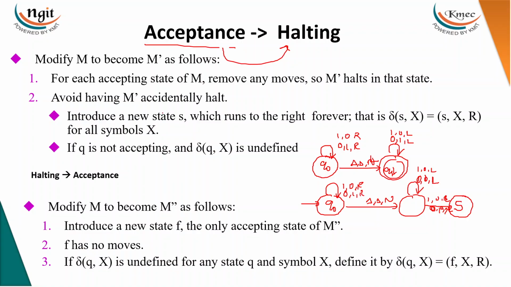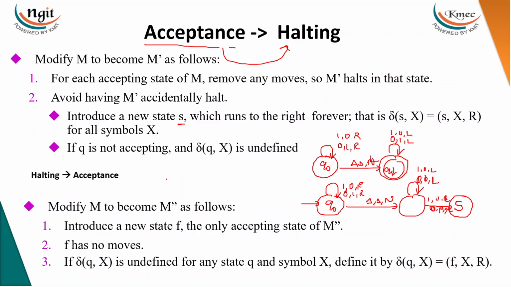Here we are saying that to avoid M accidentally halting, we introduce a new state S which runs to the right forever. It always goes to the right only, so the new state S on X leads to S, X, R. You have to take the movements of all the input symbols, which will go to the accepting state.